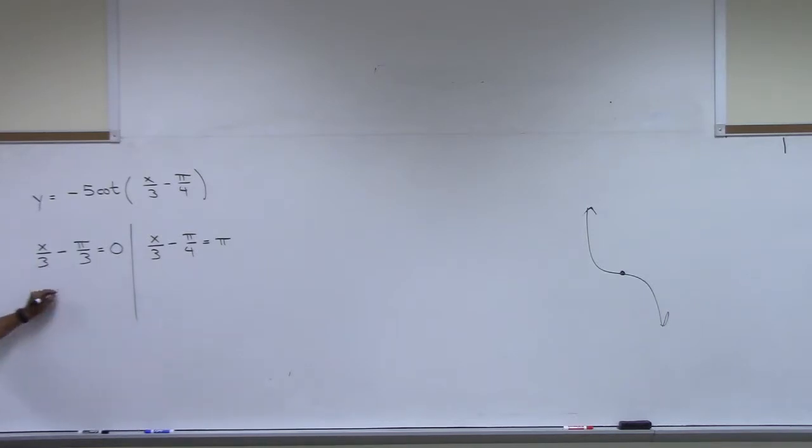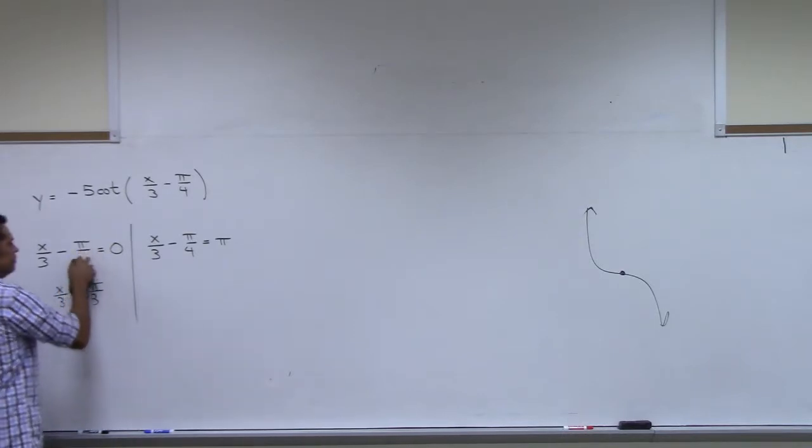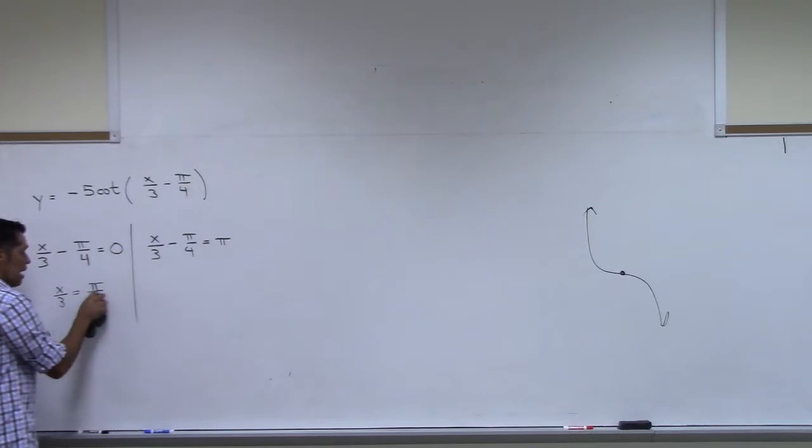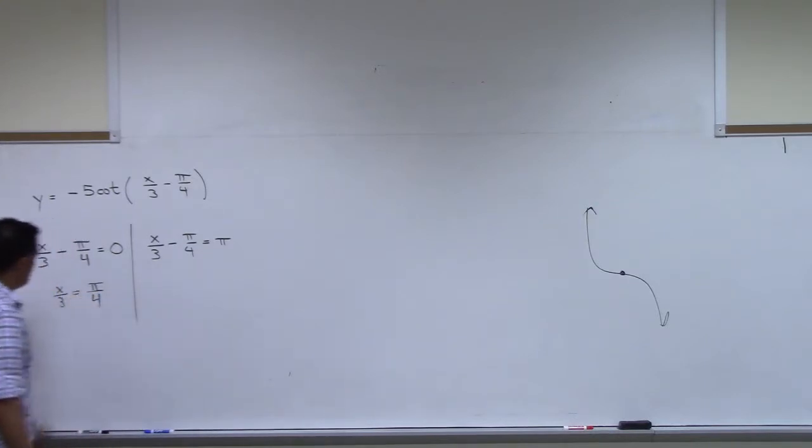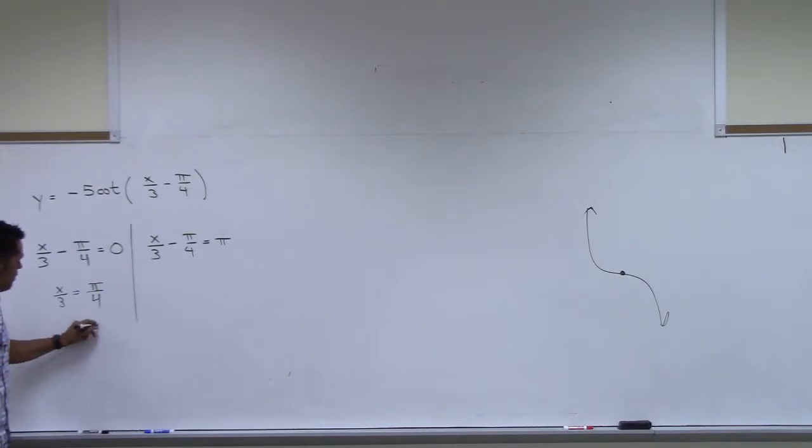Okay. Add pi over 4 to both sides. Multiply both sides by 3. Is that a question? What do you got? Yes, I did. I don't know why I did that. Thank you. Add pi over 4 to both sides. Good. That would have caused a problem, wouldn't it? Multiply both sides by 3, and you get x is 3 pi over 4.